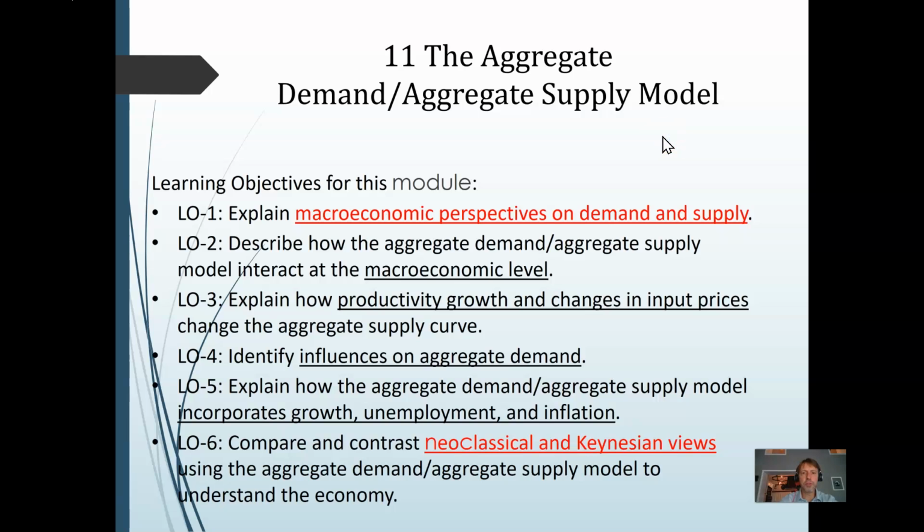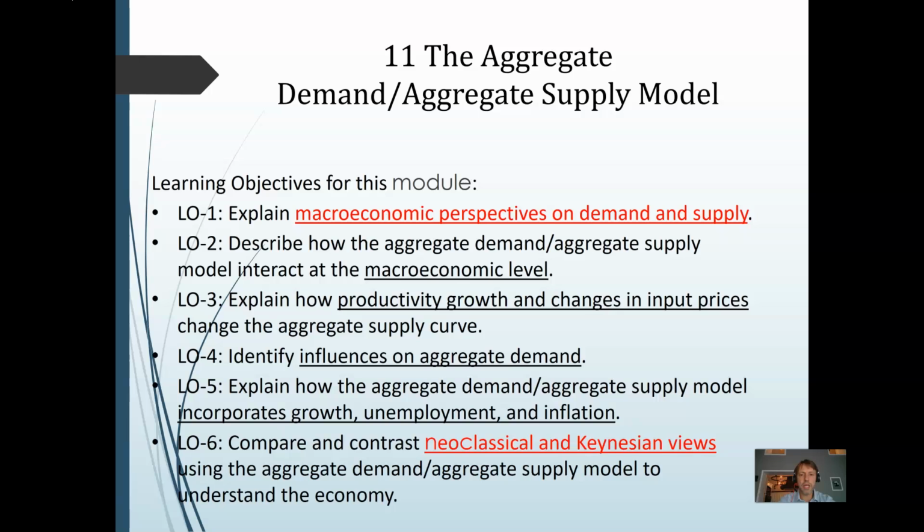Hi, and welcome to Chapter 11 for macroeconomics, the aggregate demand and aggregate supply model. We'll be looking at macroeconomics, demand and supply, very similar to what we've been talking about all along, but explaining some things, as you'll see in the quizzes for homework and other exercises and readings.